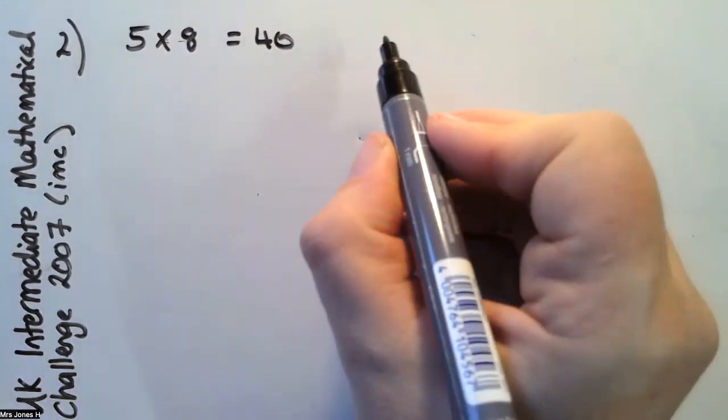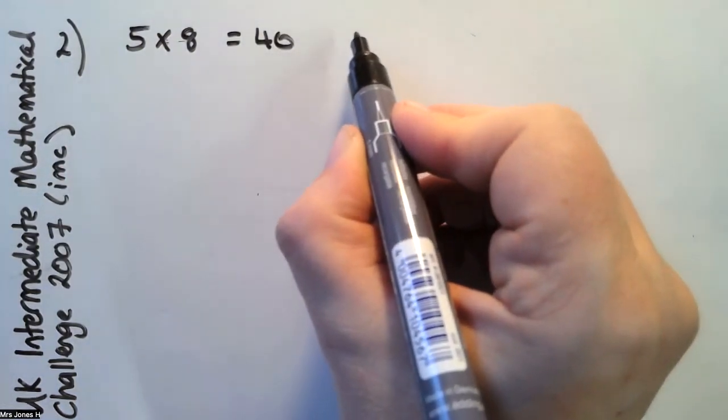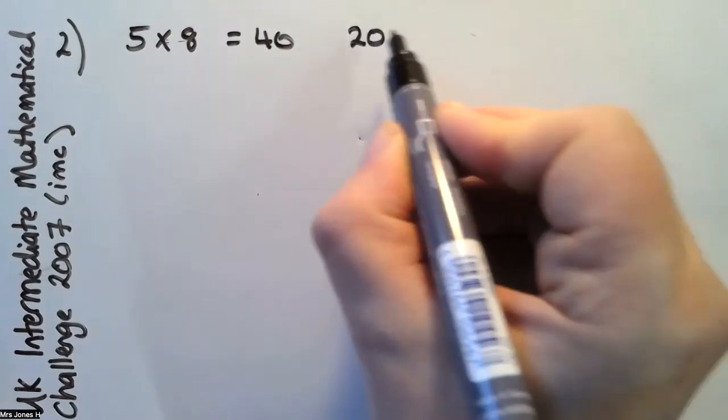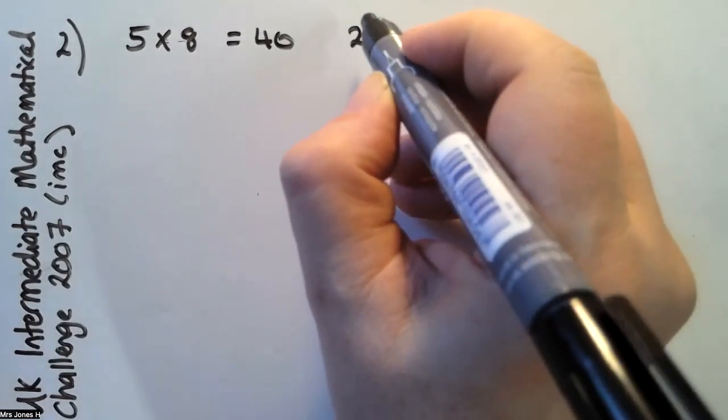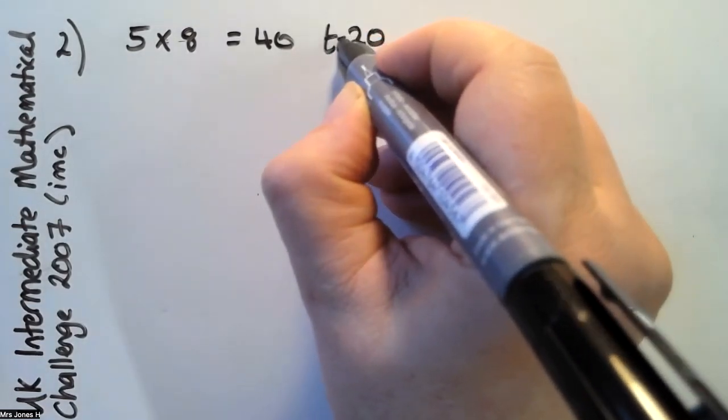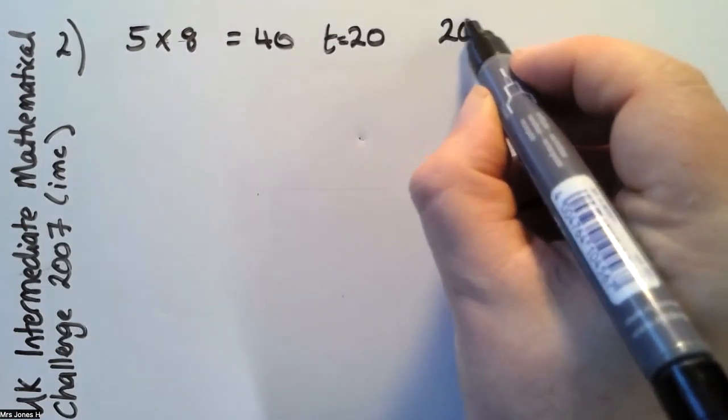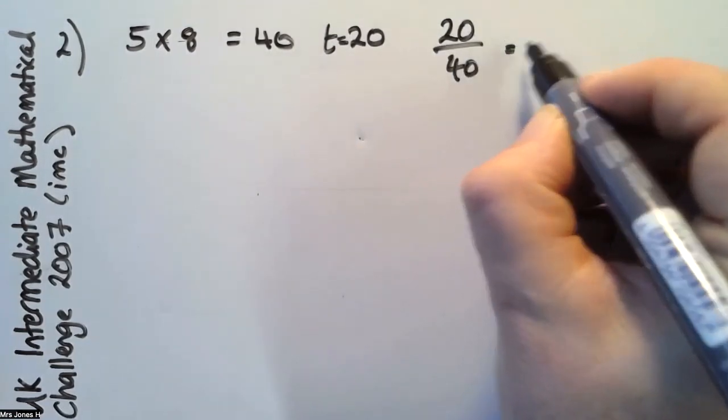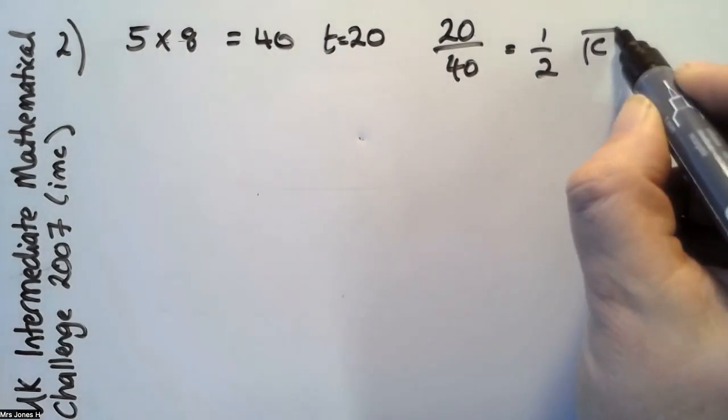And if you count the dots up of the T, you actually have 20 dots. And therefore, the fraction is C.